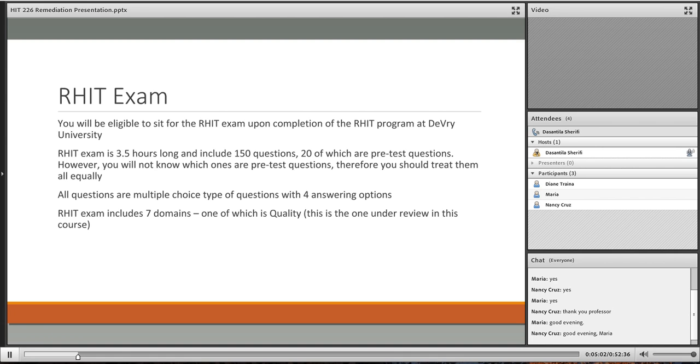The content is not going to be totally different, but the domains will be rearranged, and I believe they will go down to 6. So for right now, that's what it is. So you want to be prepared for that. Hopefully, most of you will graduate this year.